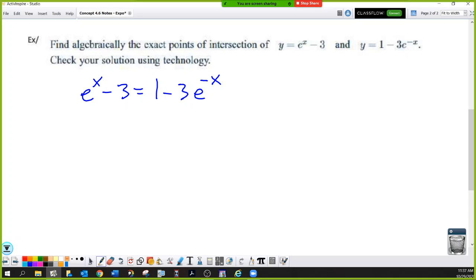What do you think? Let me hear some thoughts. How would you try to go about solving this? Thoughts? Well, I'd add the 3 to both sides, because I don't like it on the left. I'd rather have everything together. So maybe get the e's together.